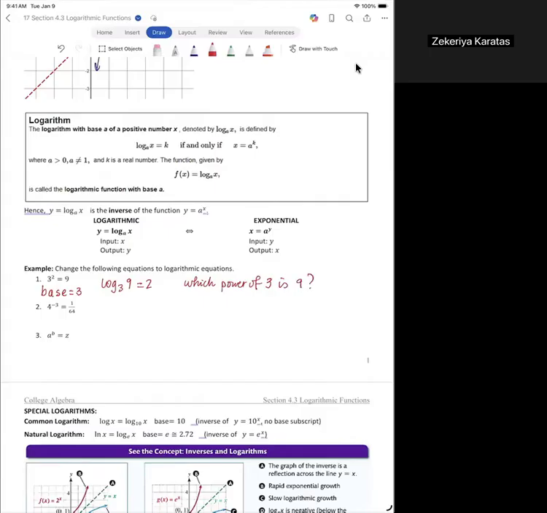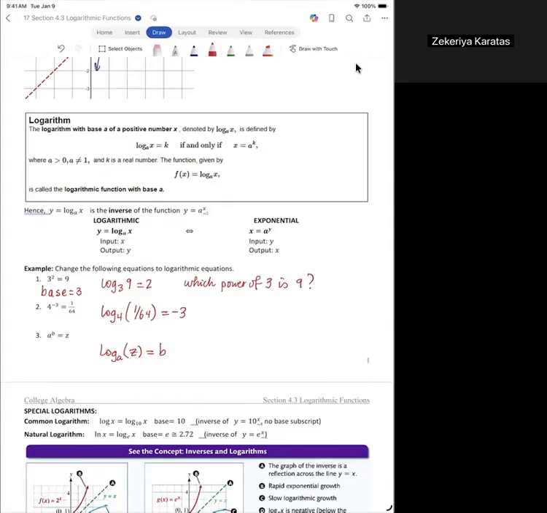That's what's being solved. For example, here 4 to the negative 3 is 1 over 64. Base is 4, so I'm going to have log base 4 of 1 over 64. Which power of 4 is 1 over 64? That's going to be negative 3. And here the base is a. I just write the most general form: log base a of z, which is the output of the exponential expression, is just equal to the exponent b. So that's how you convert them.